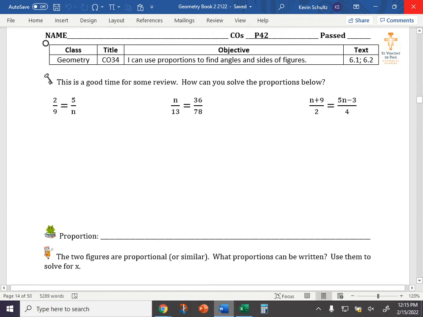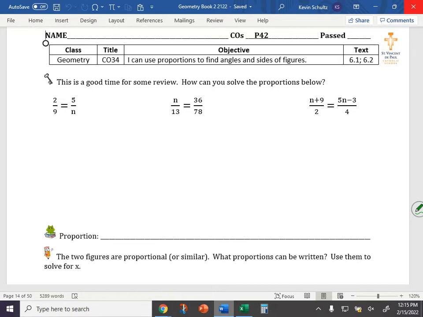Going over CO34 using proportions. We're kind of easing into this unit on triangle similarity. Yesterday we talked about ratios, which compare two parts of a whole. And today we're going to talk about proportions. And we can use proportions to find angles and sides of similar figures.